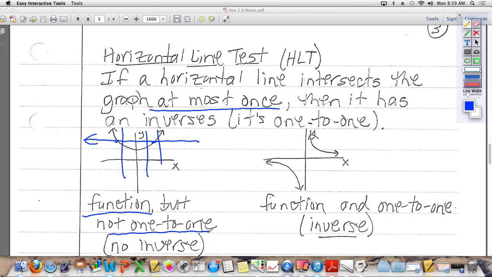All right, this one right here, it's a function and it's one-to-one because, first of all, it passes the vertical line test. Whenever I draw vertical lines, it's always going to touch the graph in exactly one spot. But if I draw them horizontally, get my drift here, you guys? When I draw it horizontally, it will also only touch the graph in exactly one place. Therefore, yes, it is a function, and yes, it has an inverse.